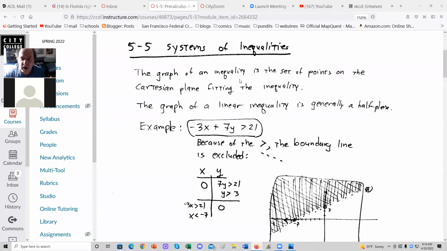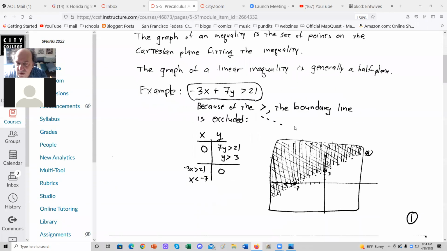Pretty much. All right. And in general, the graph of a linear inequality is a half plane. So for example, minus 3x plus 7y is greater than 21. Now, because it's a strict inequality and not a greater than or equal sign, the boundary line is excluded. So I denote that as a dotted line, rather than as a solid line.